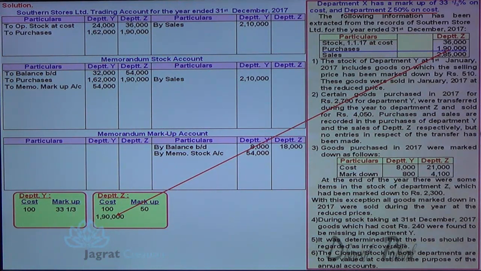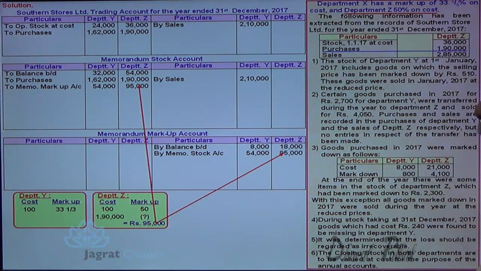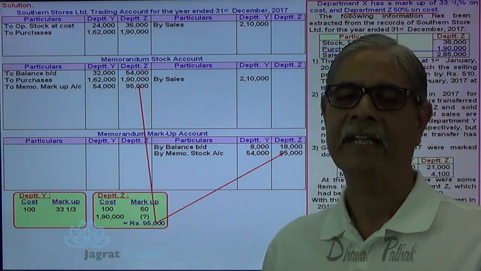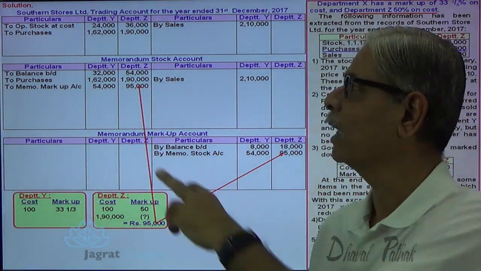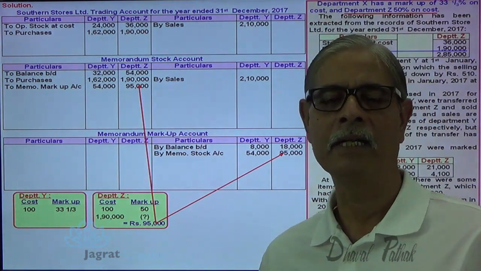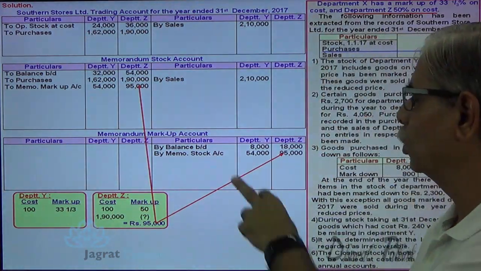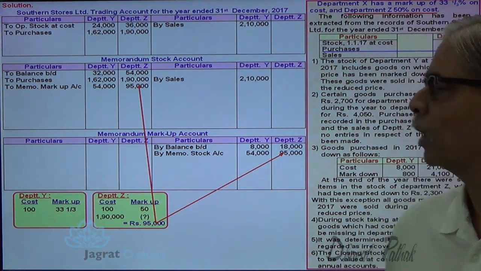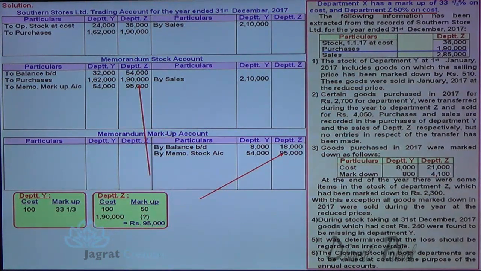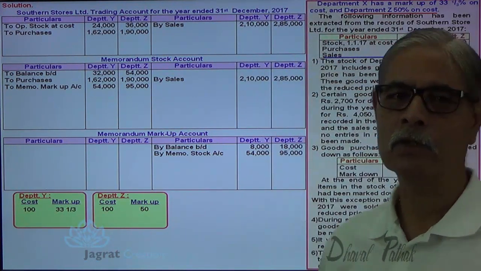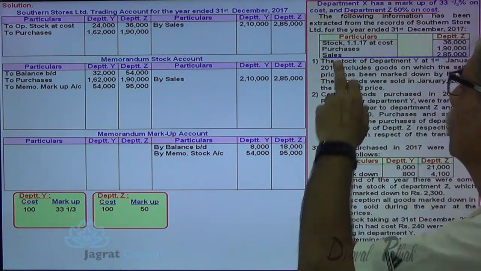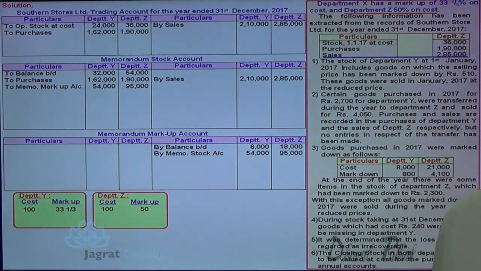100 is to 50. How much for 1,90,000? So 95,000, that I record here in this fashion. I demonstrate both the methods: either write the total or write separately. It's fine, it's one and the same. But don't forget to write this 95,000 in this markup account on the credit side. Now sales. Same way, trading account, and here also I recorded sales. So this is how this first information given to me is being done.